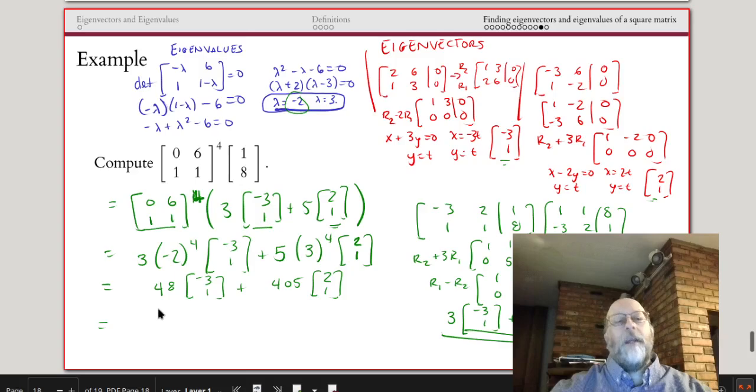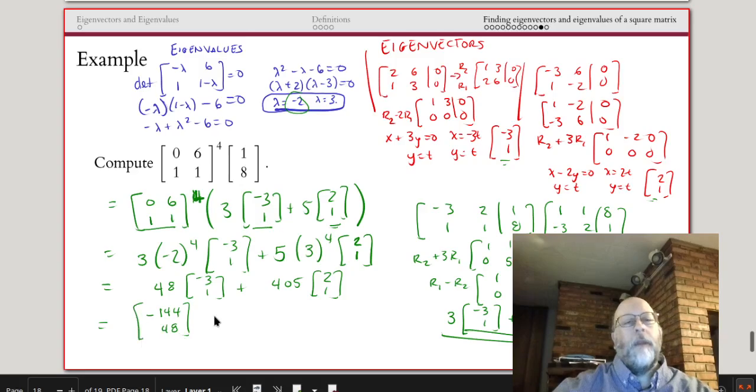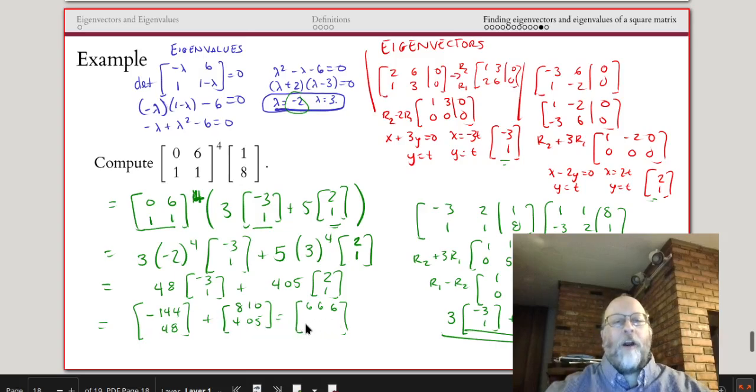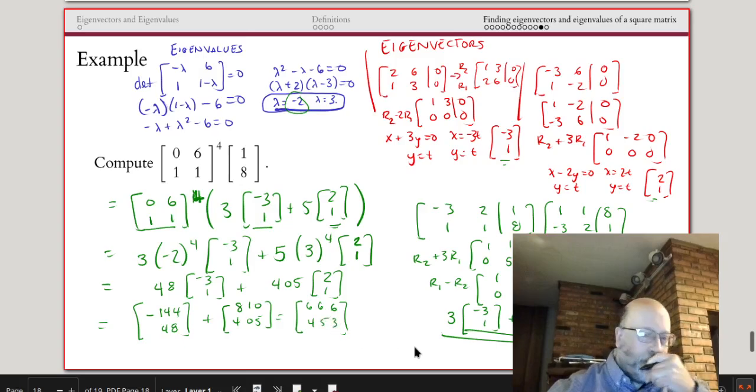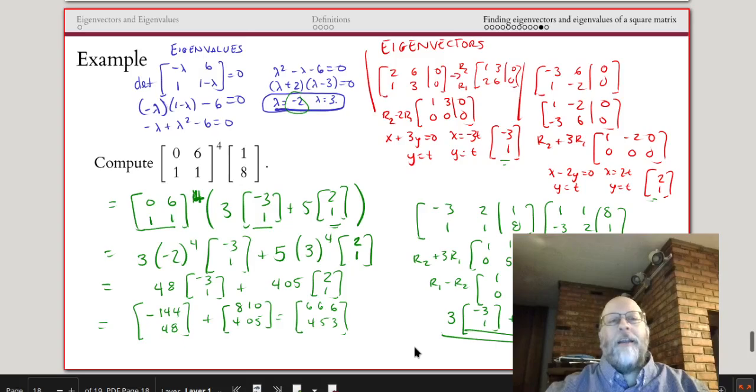48 times negative 3 is negative 190. No, it's not. What is it? 48 times negative 3 is negative 144. 48. 405 times 2, 1 is 810. 405. When we add these together, 810 minus 144 is, let's see, 666. I did not plan that, but that's how it turned out. And 48 plus 405 is 453. And that's the result that we get.